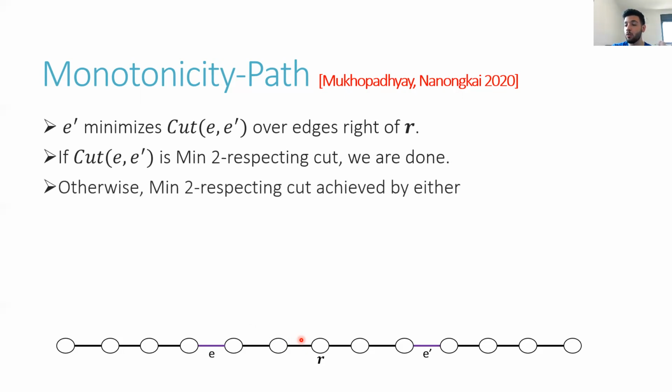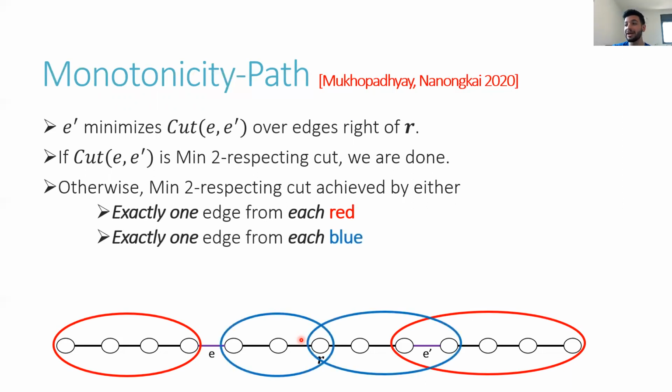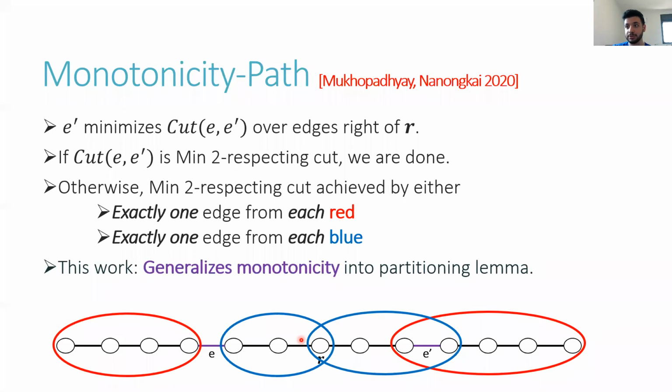And otherwise, one is able to show, as they showed in MN 2020, that the min must happen in one of the following. Either it is achieved by exactly one edge from each red circle, or exactly one edge from each of the blue circles. In this work, we generalize this monotonicity property to turn it into the partitioning lemma.